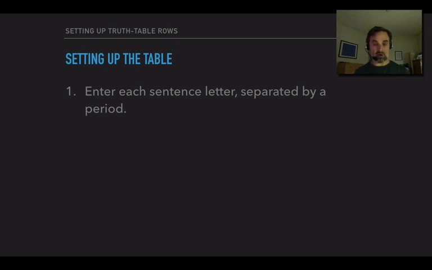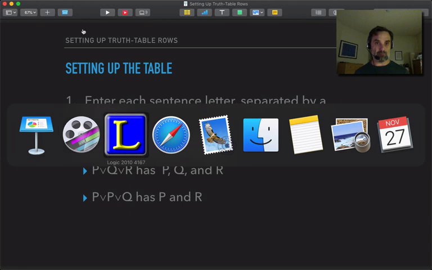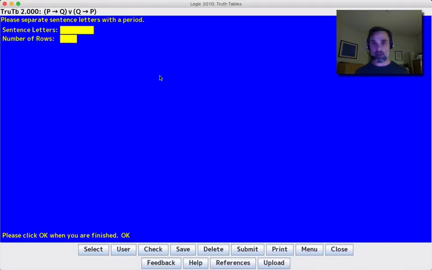Now if we are in the logic program, and we're in a problem that asks us to set up the table, some of them do, some of them don't. The ones you've already done, you didn't have to set up the table, but in some of the ones you will be doing, you do have to set up the table. The first thing you do is you put in the sentence letters here, and you separate them by a period. So in this case, for this problem, the sentence letters are P and Q. And so we enter those two sentence letters in this box, and we separate them with a period.